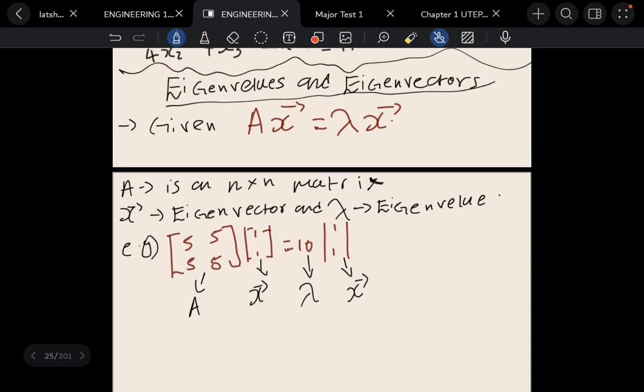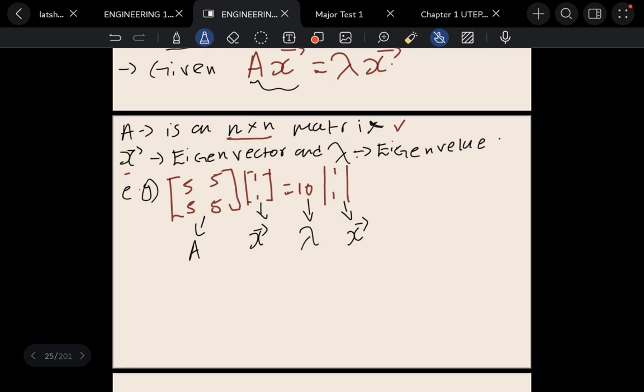Right, let us look at the concept of eigenvalues and eigenvectors. So if you are given such an equation, A times x bar is equal to lambda times x bar. A is your matrix, a given matrix, which is a square matrix, n by n. x bar is your eigenvector, and your lambda is your eigenvalue.